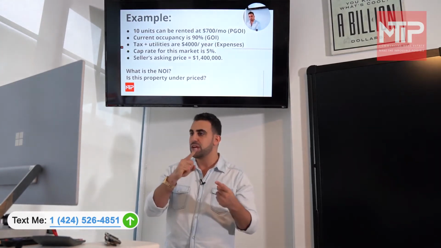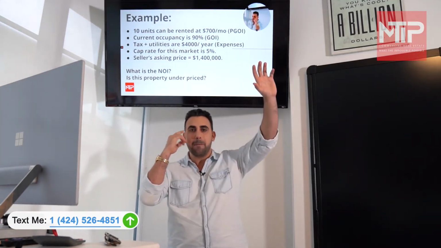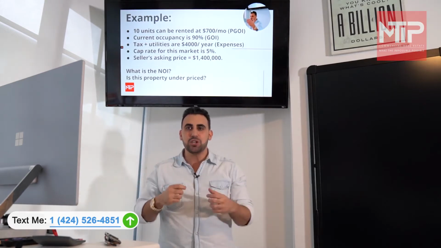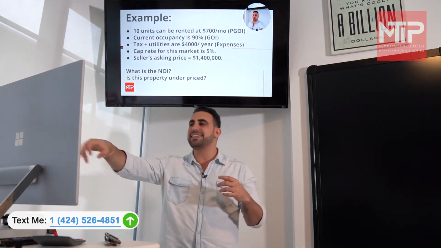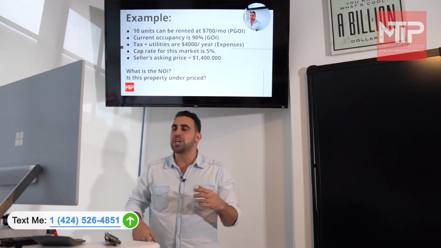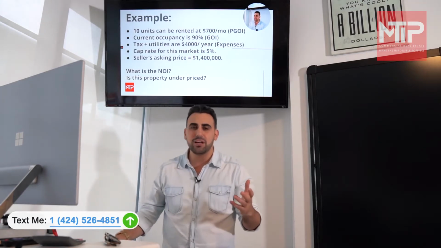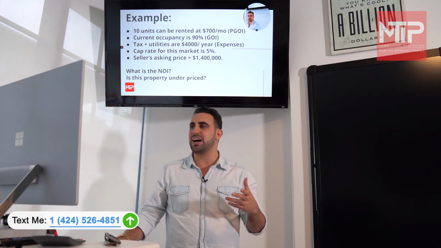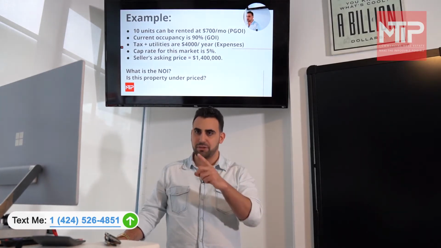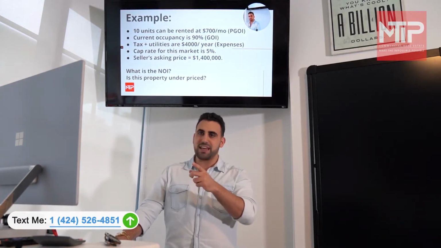estate game. So, the calculation for NOI is what? It's the GOI minus expenses. In this case, it's saying the current occupancy is 90%. The units can be rented out for $700 a month. So 7 times 10, there's 10 units. That's $7,000 a month. Is that $700 for each unit or $700 total? Each unit. So it's $7,000 a month.